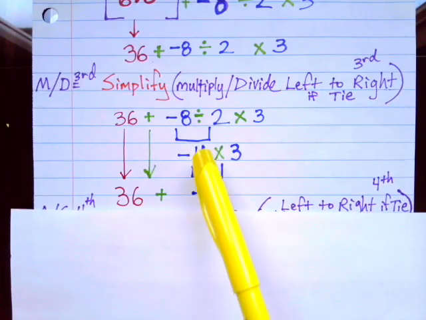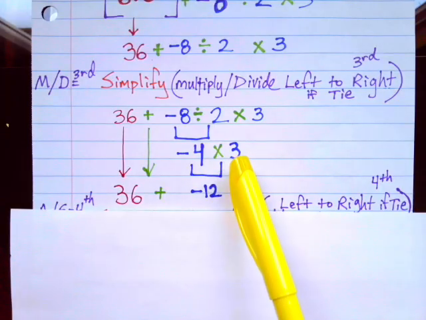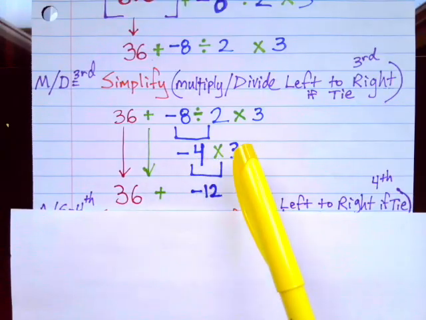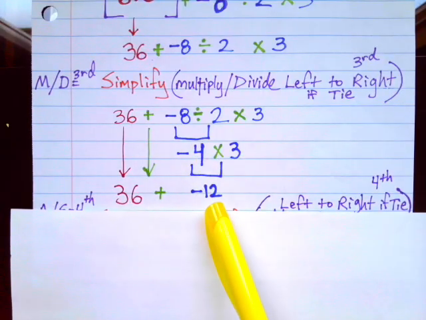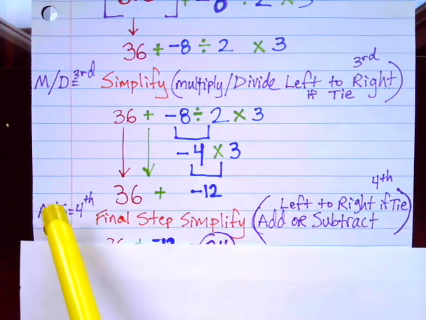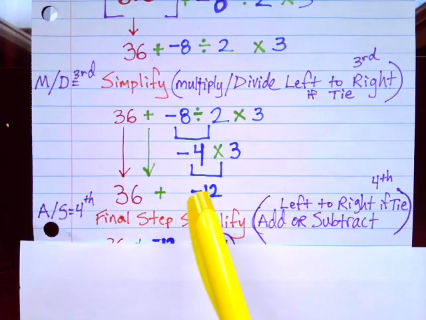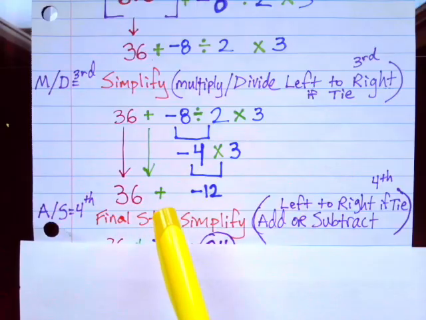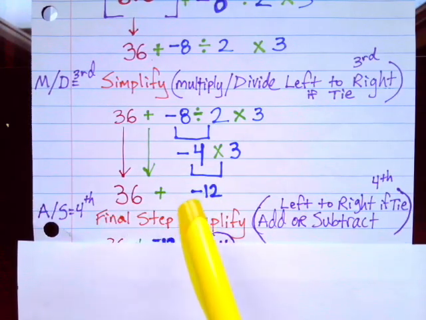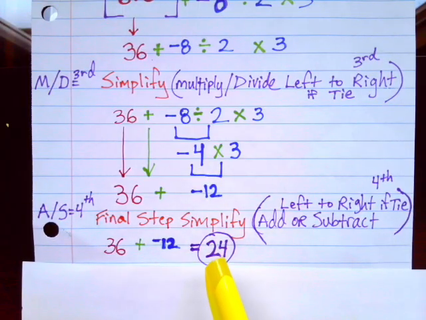So -8 divided by 2 is -4. I bring down the multiplication symbol, the 3. Again, if it's a tie, you work left to right. Now I'm going to do the multiplication. -4 times 3 is -12. All right, and here I'm at my final step. Add or subtract is fourth. Here I'm going to take 36. I'm going to add that -12. Again, that plus sign I added between two terms is just going to clarify what we need to do. 36 plus a -12 is a positive 24.